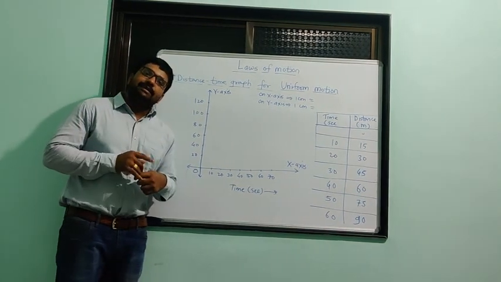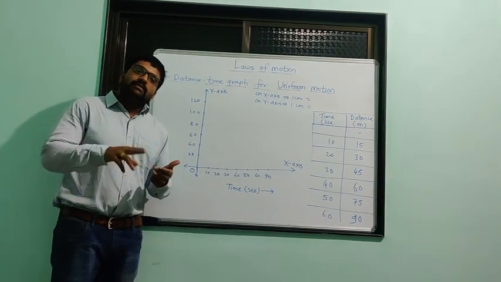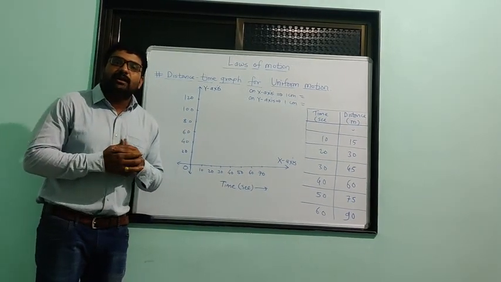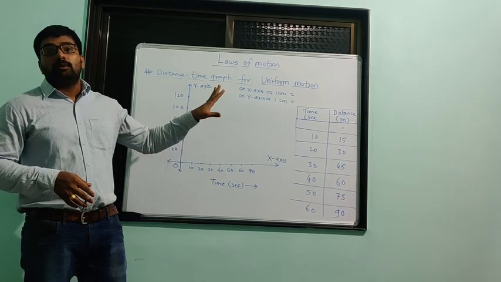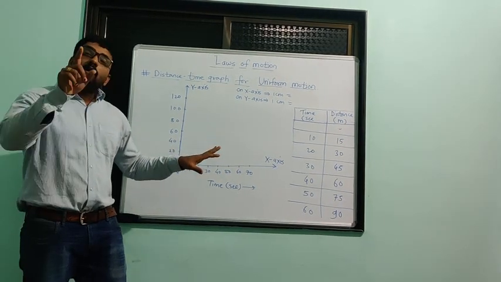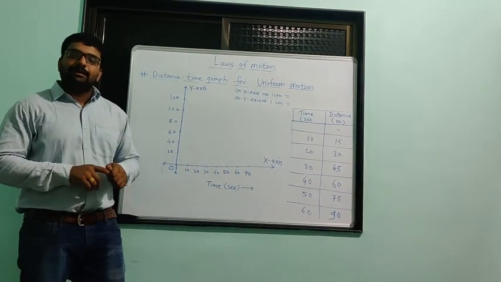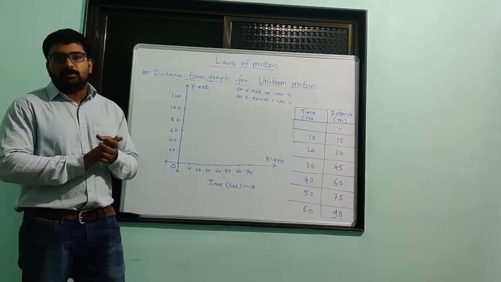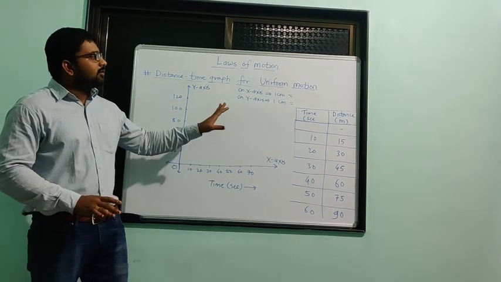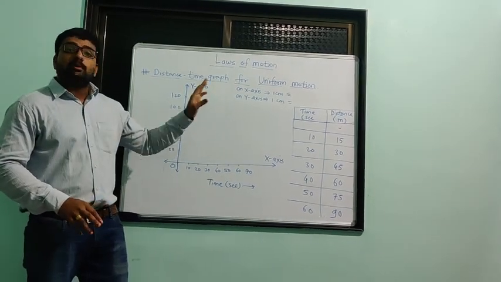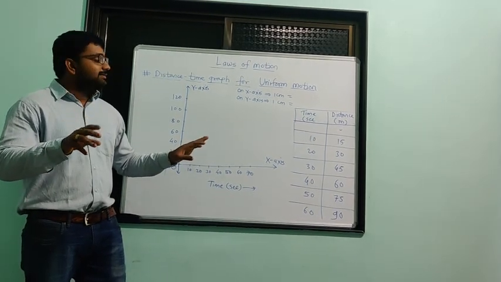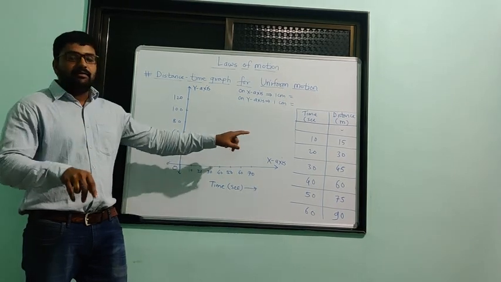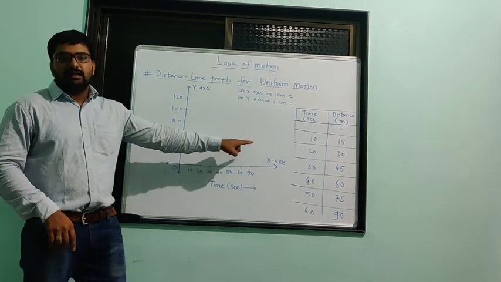In that we studied if equal distances are covered in equal time intervals, then such a motion is called uniform motion. And if unequal distances are covered in equal intervals of time, then such motion is called non-uniform motion. Those definitions, and how this case happens, we studied with examples in the last lecture.